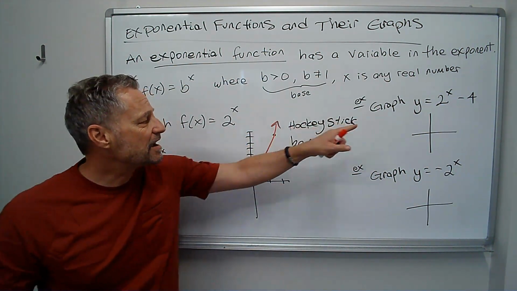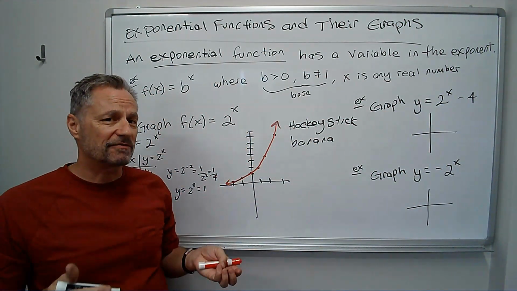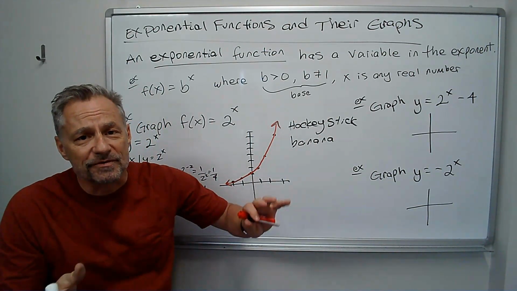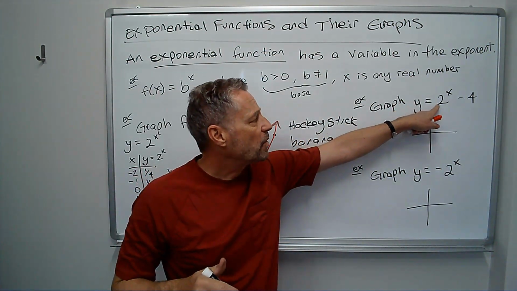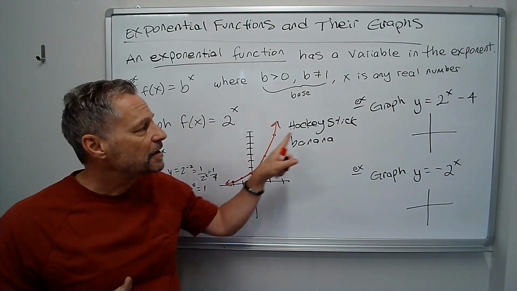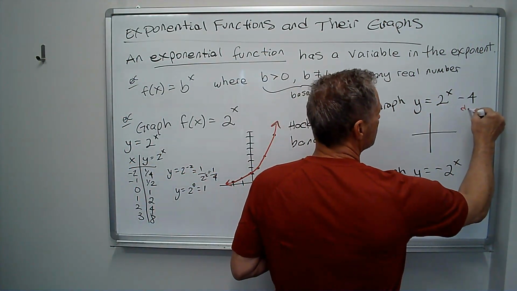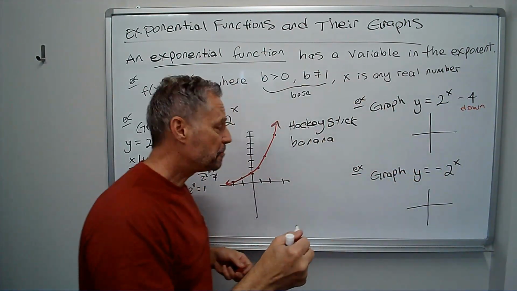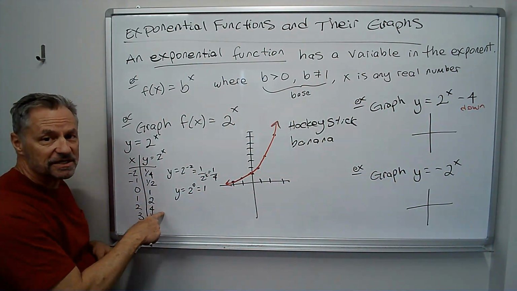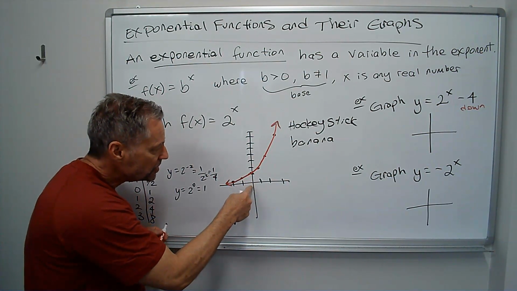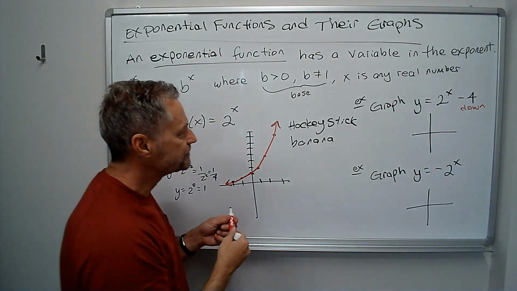So since I know what this basic graph looks like, I can graph real easily using translations, reflections, that kind of thing. So y equals 2 to the x, this graph, but then minus 4. Remember that minus 4 is just going to move the whole thing down 4. If I wanted to plot points, it would just be subtracting 4 from each of these. So it takes this graph and it moves it down 4. So instead of at 1, I'm going to go down 1, 2, 3, 4. It's going to be at negative 3.